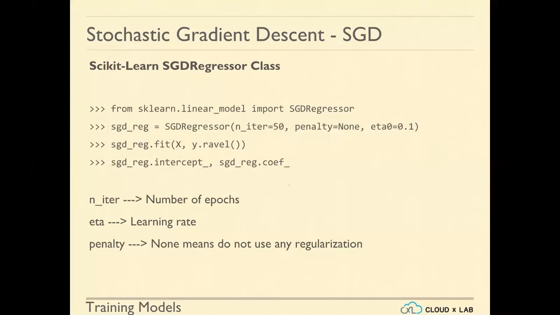Okay, so number of iterations is a hyperparameter, the eta is the learning rate, and penalty is something called regularization that we're going to cover very soon. All right.